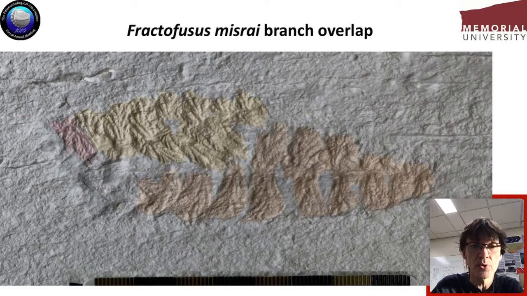We've colored in the 2 portions of the organism in different colors. So the larger portion is an orangey color and the smaller portion is in yellow. And we can quite clearly see that one of these overlays the other considerably.